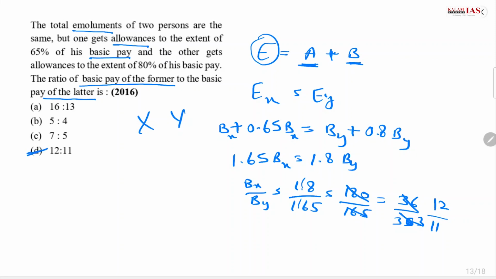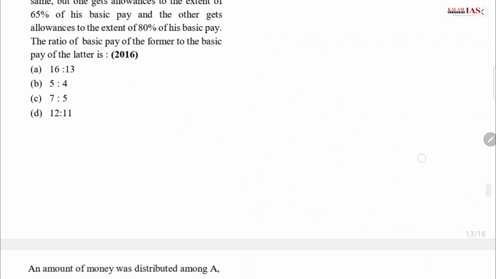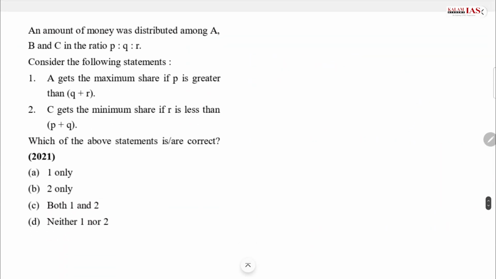So the answer is option D. A simple thing: emoluments is equal to basic pay plus allowances, and now they are saying the emoluments for both X and Y are the same, which is basic pay plus 0.65 of basic pay, equal to basic pay plus 0.8 of the basic pay. We have to find the ratio of basic pay BX and BY, which is 1.8 by 1.65, which on solving comes to 12:11. Let's see the next question. Now this question involves logic plus mathematics. You have 1 minute, attempt it, and then we'll discuss.